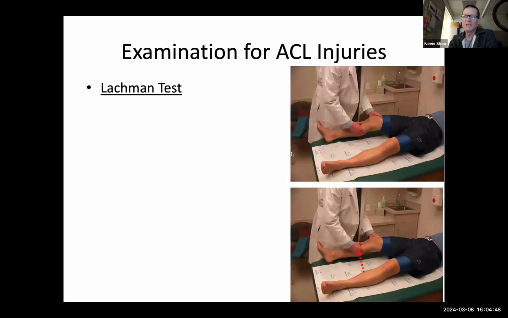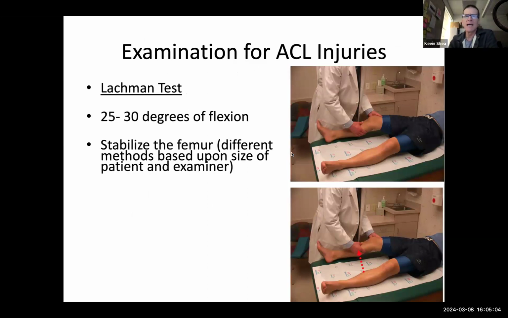There's a lot of things we do to examine for ACL, and the history is very important, but one of the classic things we do, and you may have read about or heard about if you do any research on the internet, is called a Lachman test. And Lachman refers to a stability test to look for a torn ligament. And typically you'll bend the knee about 20, 30 degrees or so, get the patient relaxed, and you may stabilize the femur with your opposite hand, or you may stabilize it with your knee or stabilize against the side of the table.